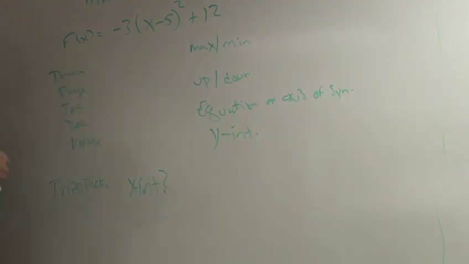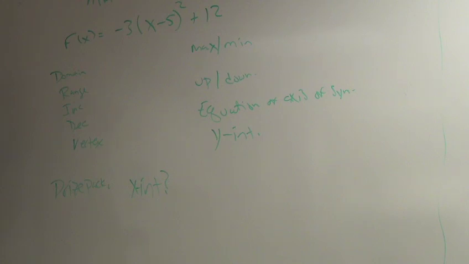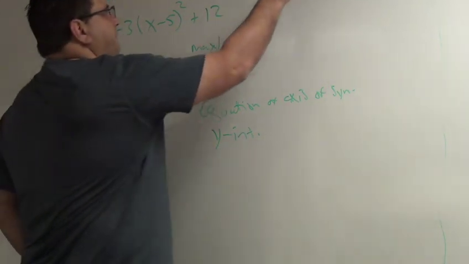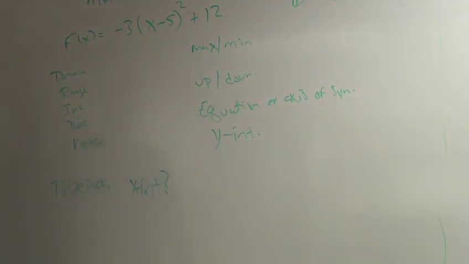What does this graph look like? It is a parabola. Is it concave up or down? Down. How do we know that? The negative sign out front tells me that it's upside down. So it looks like this. What is the domain of that function? Negative infinity to infinity.